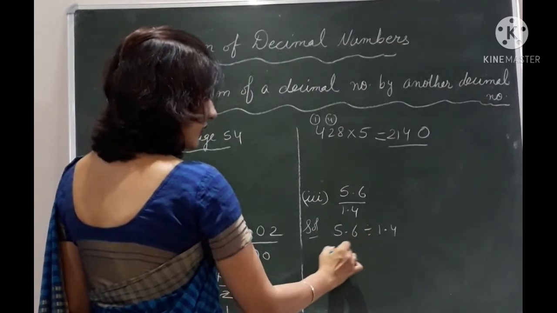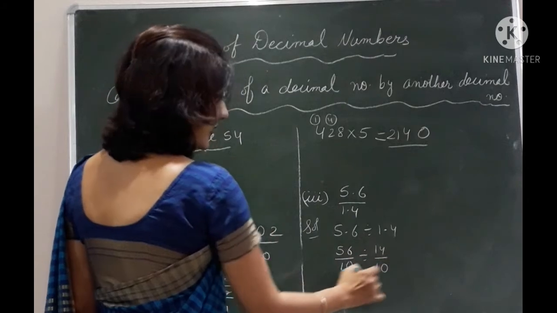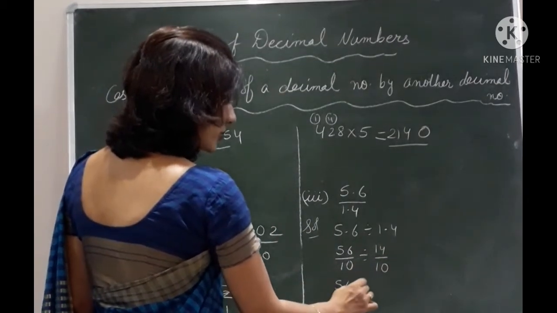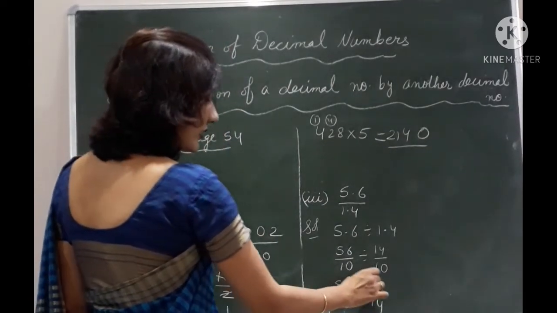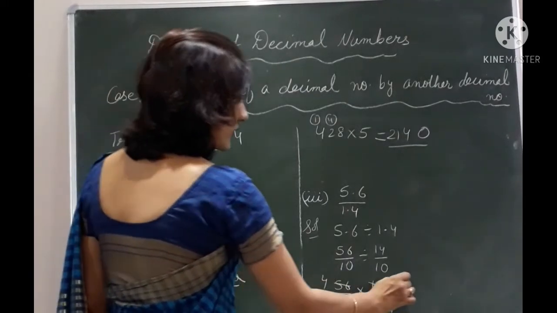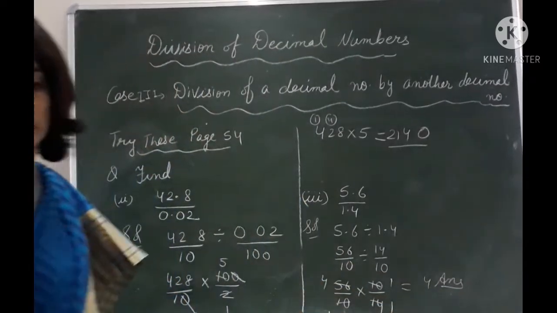Third part is 5.6 divided by 1.4. So you can write this as 56 by 10 divided by 14 by 10, fraction division. So 56 by 10, division sign changes to multiplication, 10 by 14. Cancel, 10 ones are 10, 10 ones are 10, 14 ones are 14, 14 fours are 56. So the answer is 4.